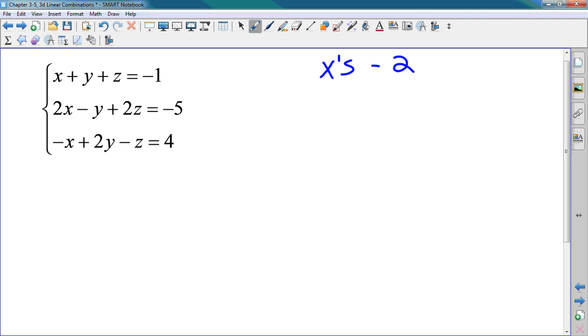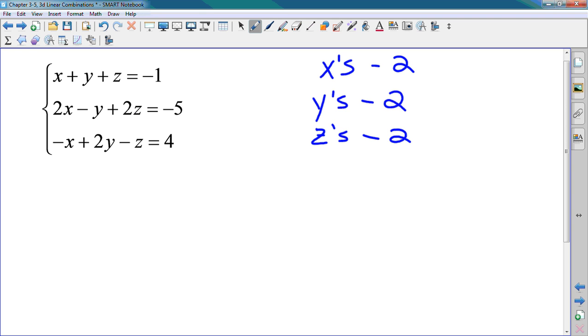2, because I have 1, 2, and negative 1. Okay, all three of those go into 2. What about the y's? 1, negative 1, and 2. So that one's 2 as well. What about the z's? Yeah, 2 as well. So they're all 2. So is there any that's a lot easier than the other one? No.